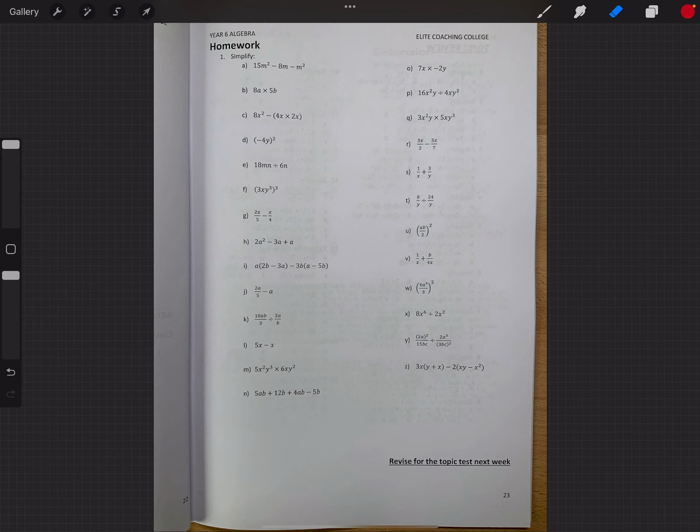On page 23, we're going to do the homework questions. Now these don't have answers, so I'm going to go through all of these questions and you can compare your answers to my answers. Next week will be the test, so let's do some practice.